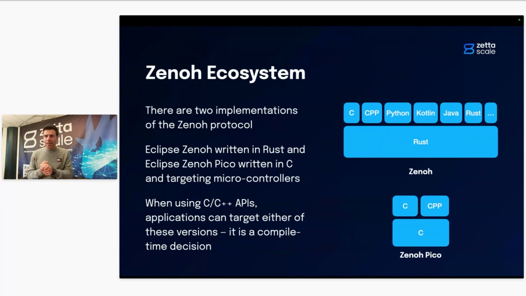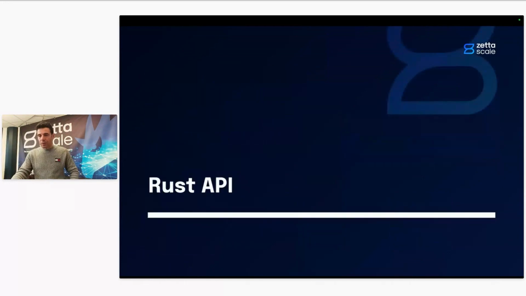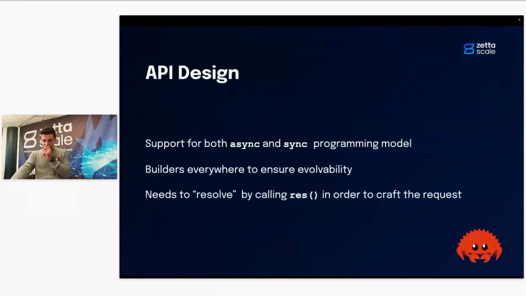You decide that at compile time, through your CMake or your makefile. We'll see that. Okay, so I think this is what I wanted to cover. So let's go to the Rust API.